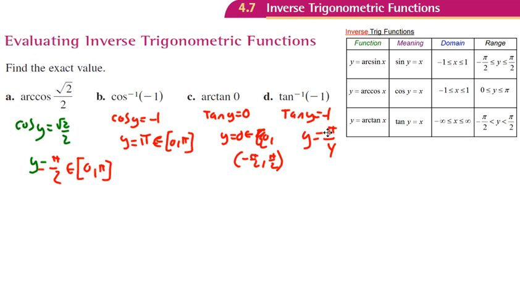Wait a minute, though, we'll make it negative right there. And that's within the elements of negative pi over 2 and pi over 2. And that's supposed to be a negative, by the way. Okay, so some examples right there.